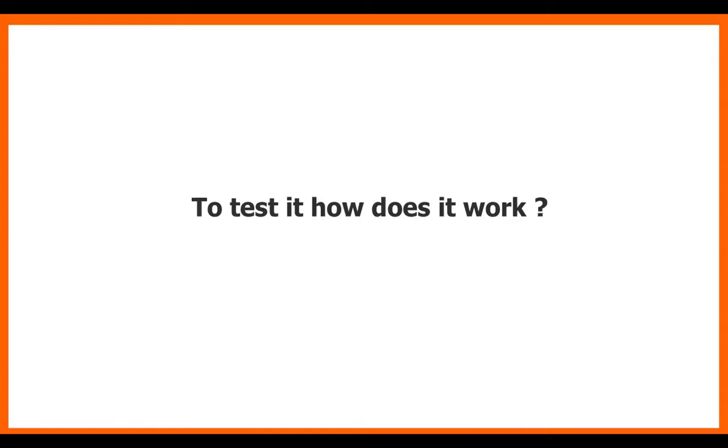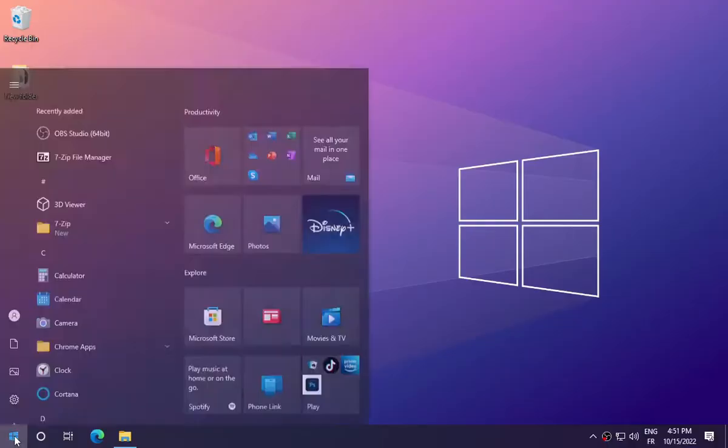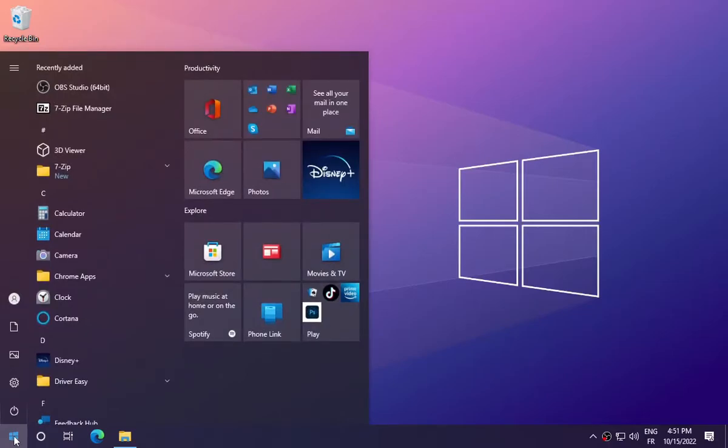To test it, how does it work? I'll show you in this video how to activate Windows Sandbox in Windows 10. Click on Start menu and search for Control Panel.